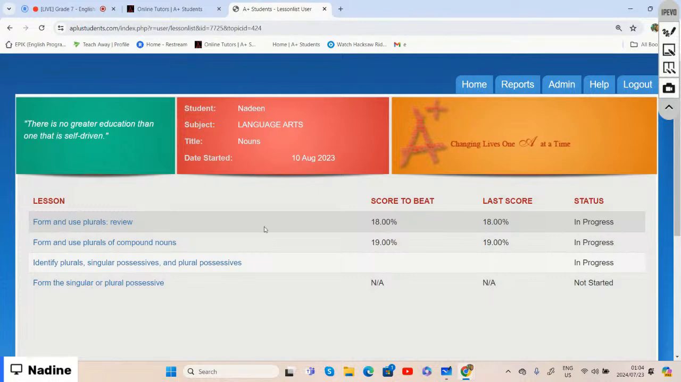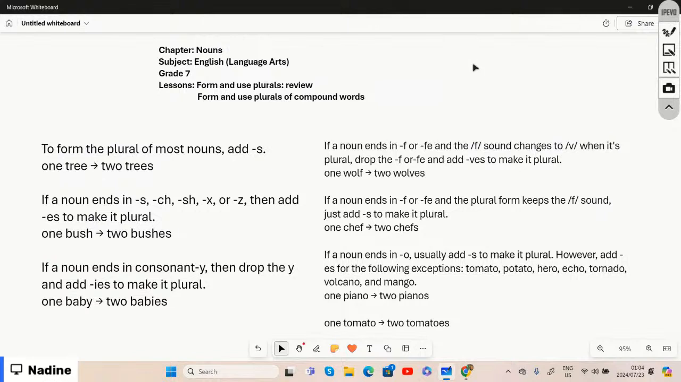All right. So our chapter is nouns. Our subject is English language arts, grade 7. And the lessons that we are going to be focusing on are to form and use plurals, basically a review, and also to form and use plurals of compound words.